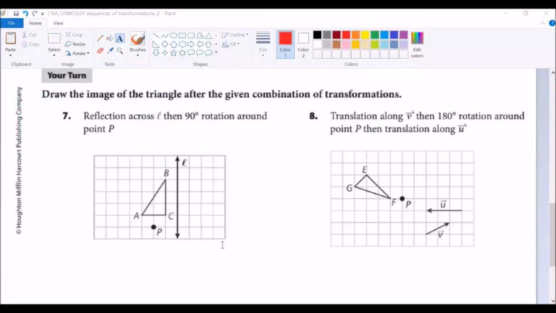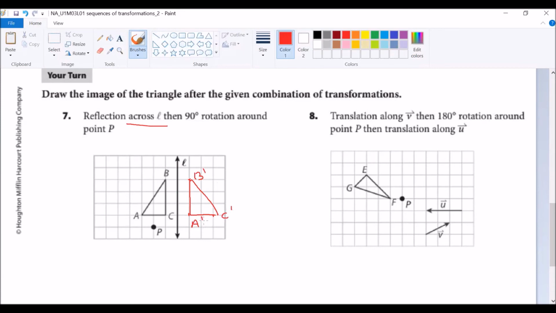All right, so I need to first, let's see, back to the pen here. I need to first reflect across L. So that just brings B over here, C over there, A over there. Let's keep this red. That's ugly, but we're keeping it. B prime, C prime, A prime.